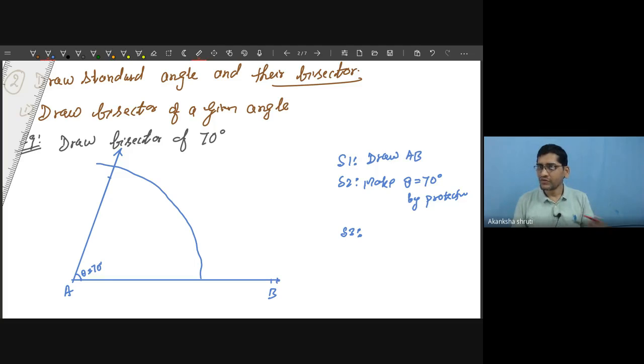Now we have to observe carefully again. Draw any arc, say this arc, and let us call this MN.